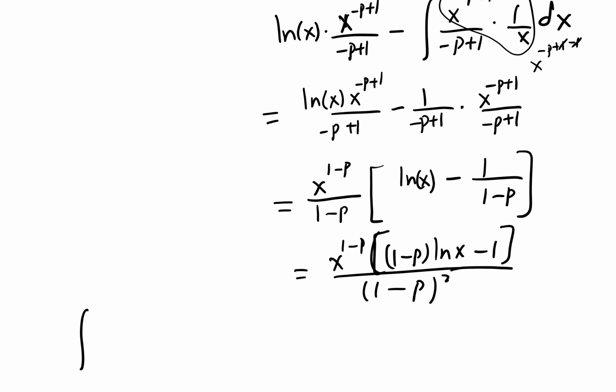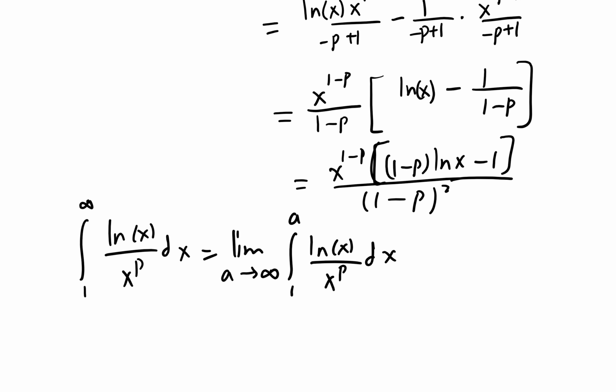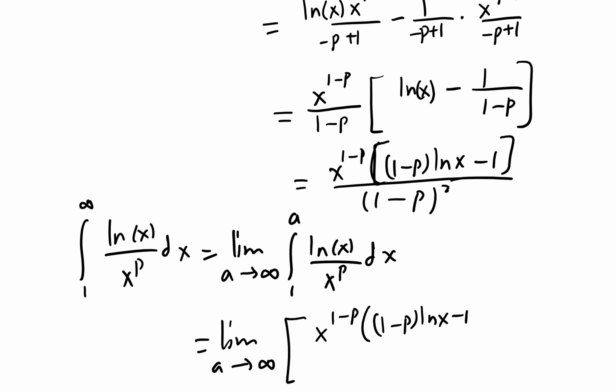Then we're going to find the integral now, 1 to infinity of natural log of x over x to the p dx, equals the limit as, let's say, a goes to infinity of the integral from 1 to a of natural log of x over x to the p dx. And we can use the answer we just got: limit as a goes to infinity of x to the 1 minus p times 1 minus p times ln of x minus 1, divided by 1 minus p squared, from 1 to a.